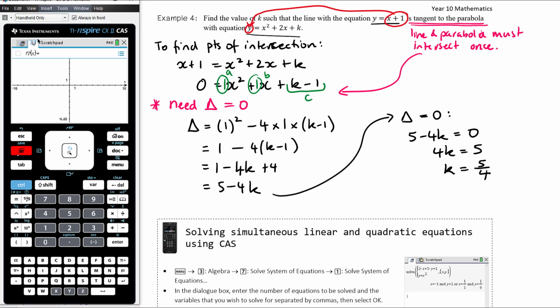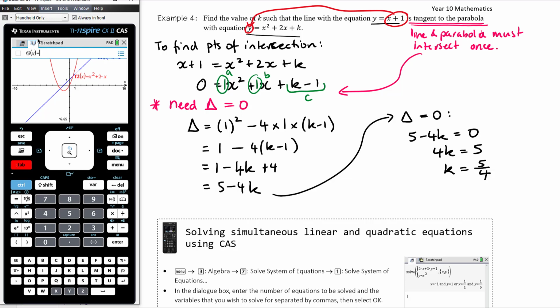So if I draw in the line y equals x plus 1, so that's already fixed. Alright, and then if I draw in the parabola, f2 of x is x squared plus 2x plus, now I'm going to make it something other than 5 on 4. If I make it something bigger than 5 on 4, so let's say I make it 2, okay, so when k is 2, we can see that the parabola and the line don't intersect at all. Let's make k something smaller than 5 on 4, so let's make it 0, for example. We see that in that instant the parabola and the line intersect at 2 points.